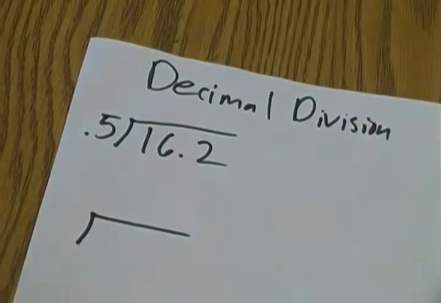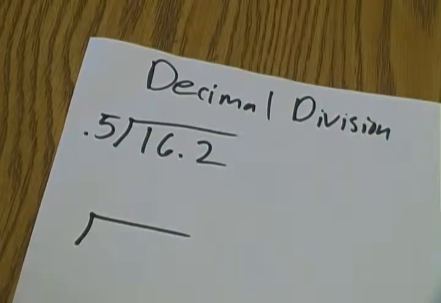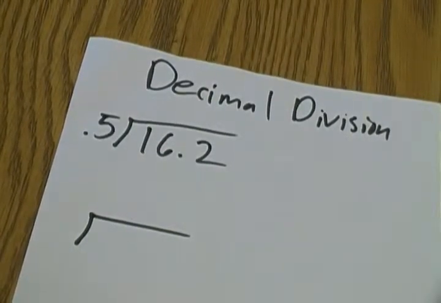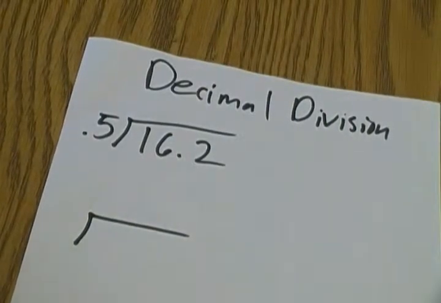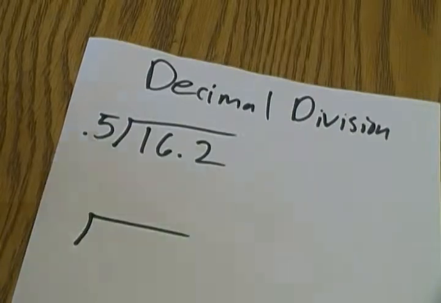As you can see here, we're going to go to our first one. You have 5 tenths on the outside, which is our divisor. You have 16 and 2 tenths, which is our dividend, on the inside. We don't want our divisor to be a decimal number. It's not as easy to solve. It's not as easy to know your decimal times tables. Right? So we try to make it into a whole number.